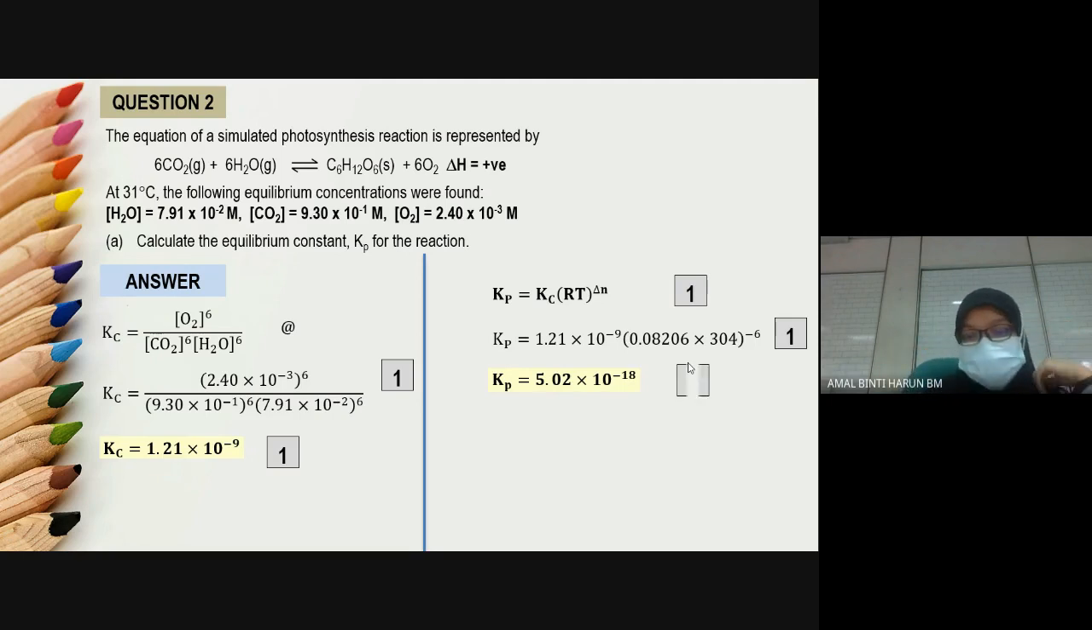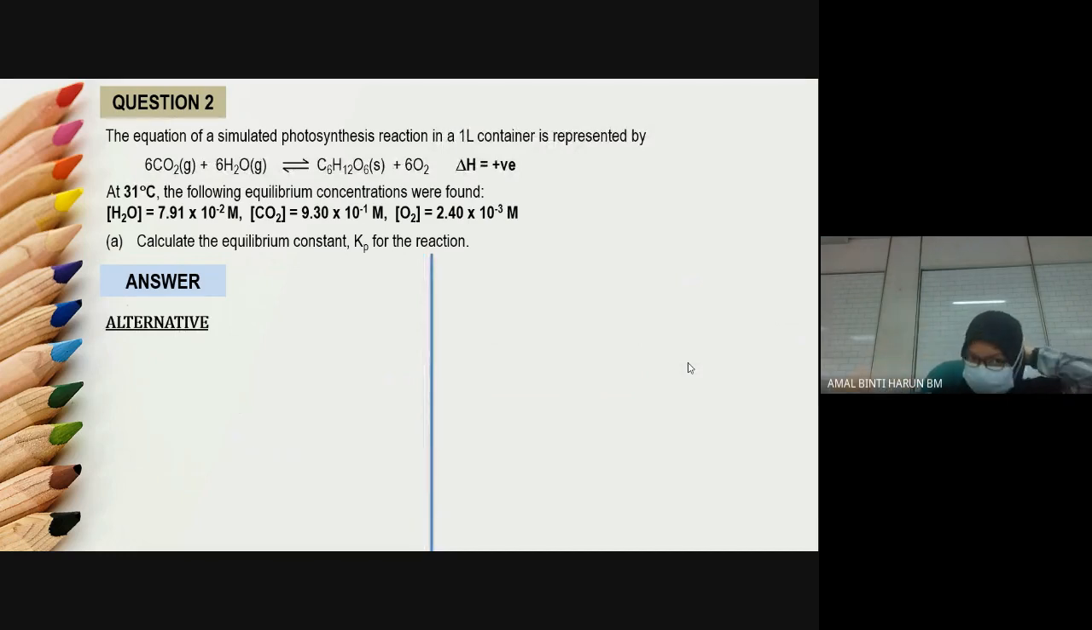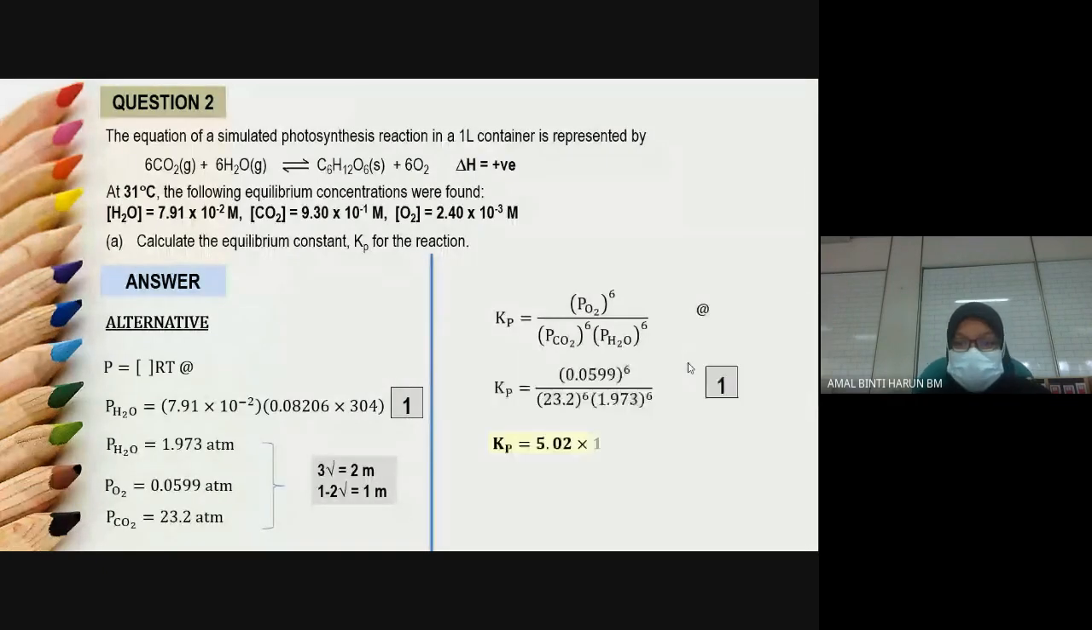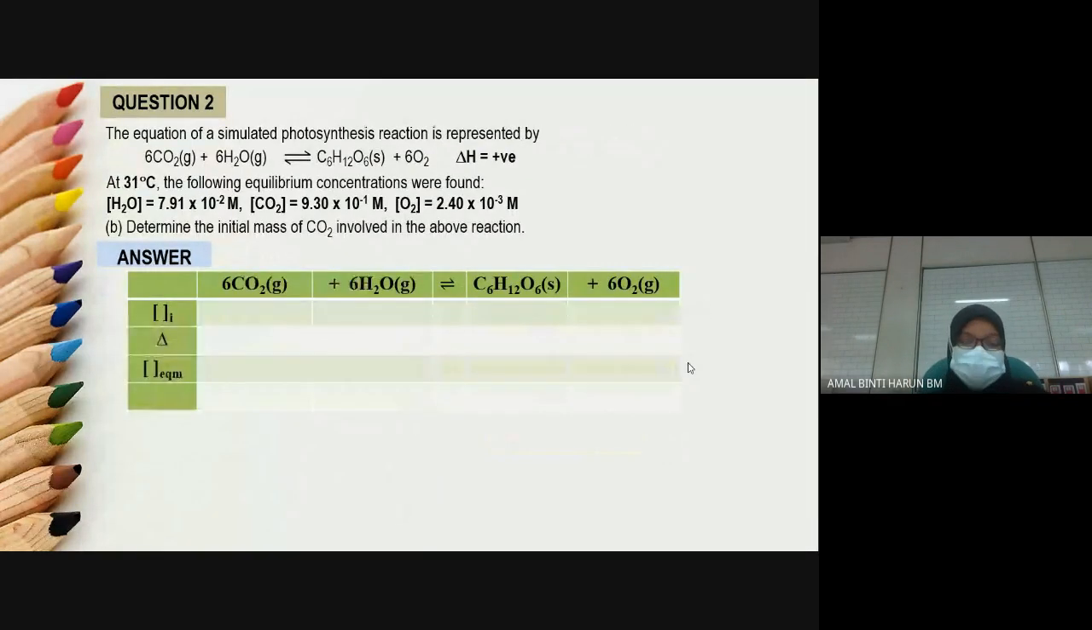Okay, senang je kan? So dah dapat value Kp. Ya, tunjuk lah. Saya rasa semua orang pakai cara yang pertama.